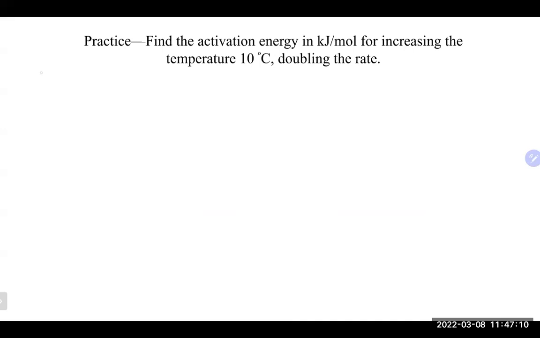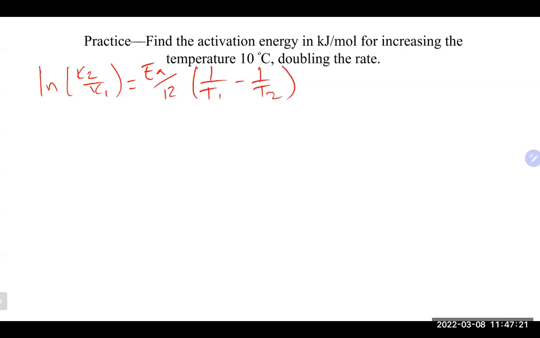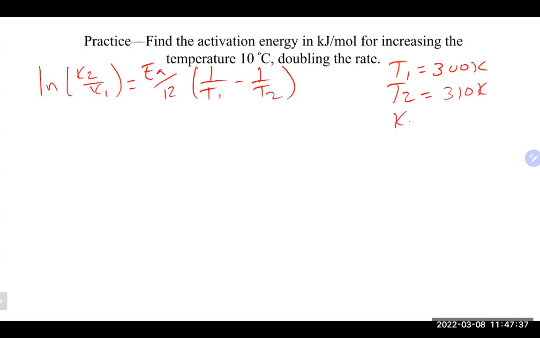So we have the natural log of K2 over K1 equals Ea over R, times 1 over our temperature minus our other temperature there. In this particular case, they gave us a T1 that was 300 Kelvin. They gave us a T2 that was 310 Kelvin. And we knew that K2 equals basically 2 times K1.